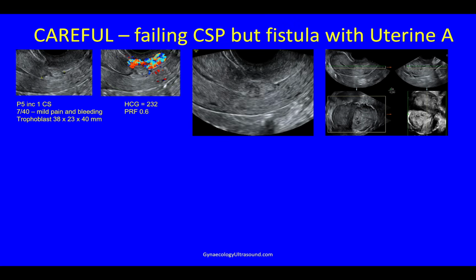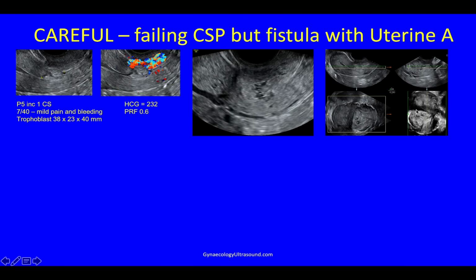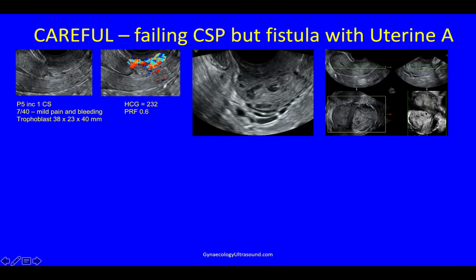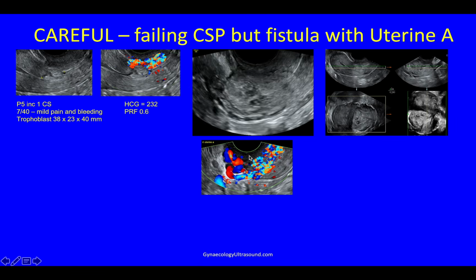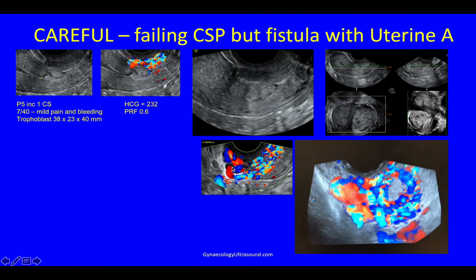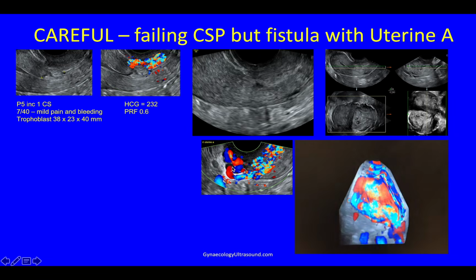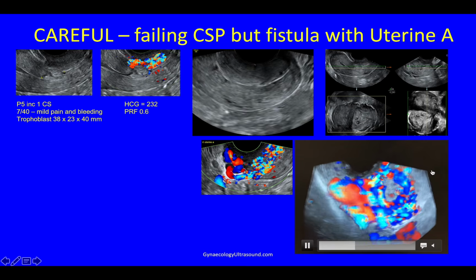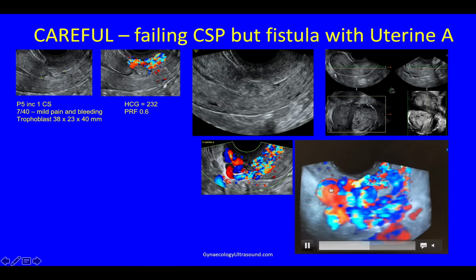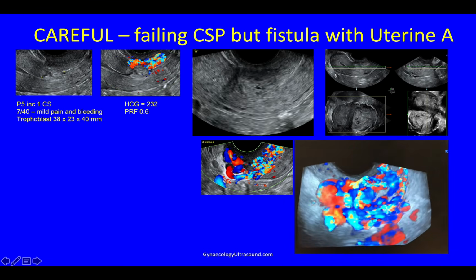And on 3D, it's very obvious that this massive trophoblast is bulging out to the right side of the uterus, and that was very vascular, just at the level of the uterine artery. When I did a 3D render, you can make that into 4D. You can see that the trophoblast is extremely vascular and that it has become a fistula with the uterine artery.